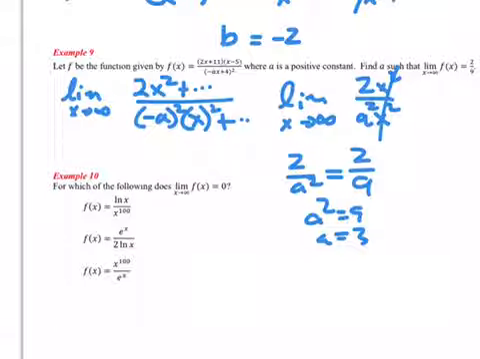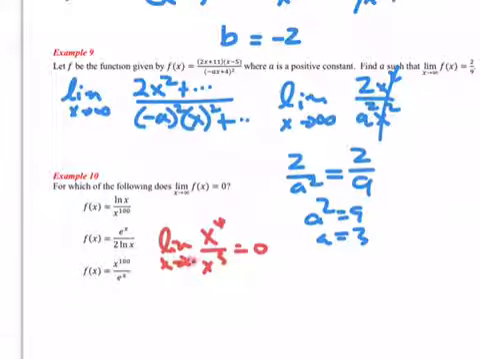Okay, for example 10, for which of the following does the limit of f of x as x goes to infinity equal 0? Okay, we just need to know some stuff with what overpowers what. So exponential functions are always the most powerful. So e to the x is an exponential function. Which is more powerful, x to the 4th or x to the 5th? Well, x to the 5th, right? But when you're not talking about polynomials, so this would converge, the limit of this would converge to 0. So I'm looking for most powerful in the denominator.